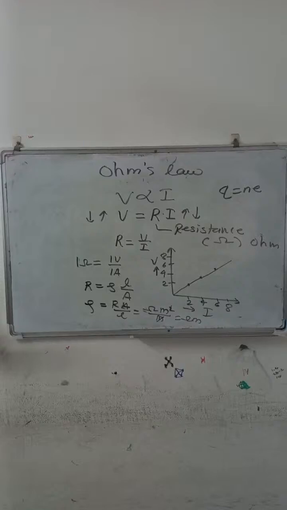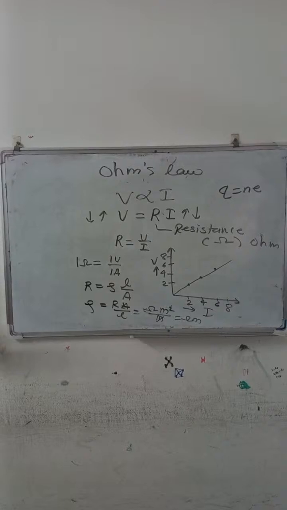1.623 into 10 raised to minus 8 ohm meter. Okay, I'll repeat this problem. Calculate the resistance of 1 kilometer long copper wire of area of cross section 2 into 10 raised to minus 2 centimeter square. The resistivity of copper is 1.623 into 10 raised to minus 8 ohm meter.